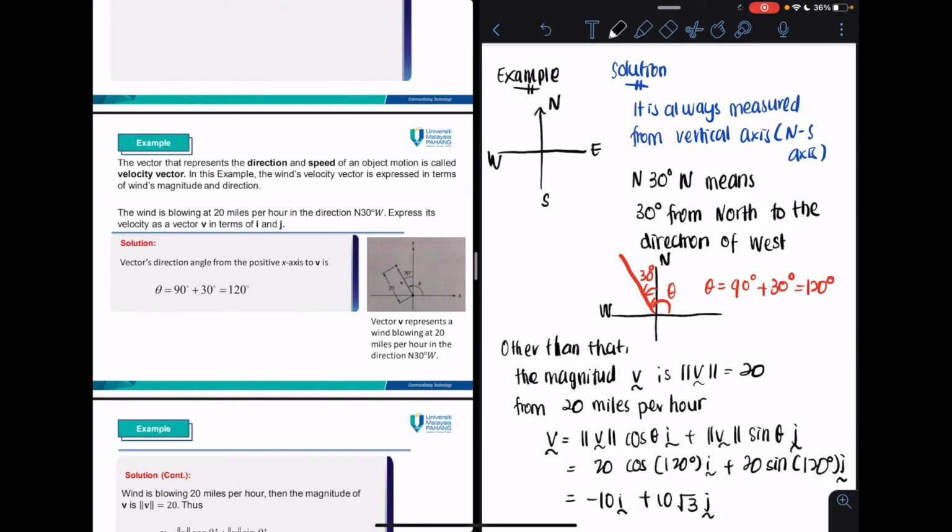And then we substitute into the formula of a vector in terms of its magnitude and direction, which is vector v is equal to magnitude of vector v cosine theta i plus magnitude of vector v sine theta j. And then you substitute, and you'll end up having this as your answer. Then you have successfully answered the question.